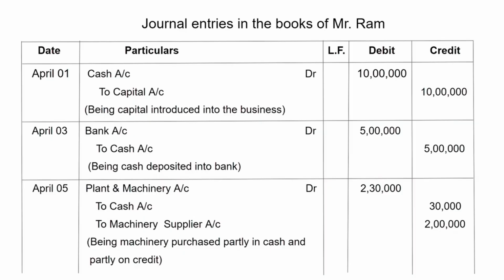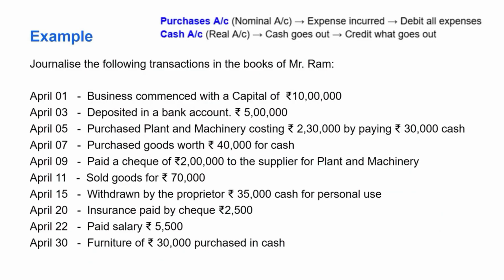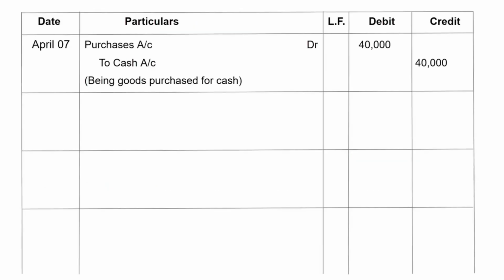And the next transaction is purchased goods worth rupees 40,000 for cash. Here the two accounts are purchase account and cash account. Purchase account is a nominal account, expenses incurred, so debit all expenses. And cash account, cash is real account, cash goes out. Credit what goes out. So we record it as April 7, purchase account debit 40,000 to cash account 40,000, being goods purchased for cash.